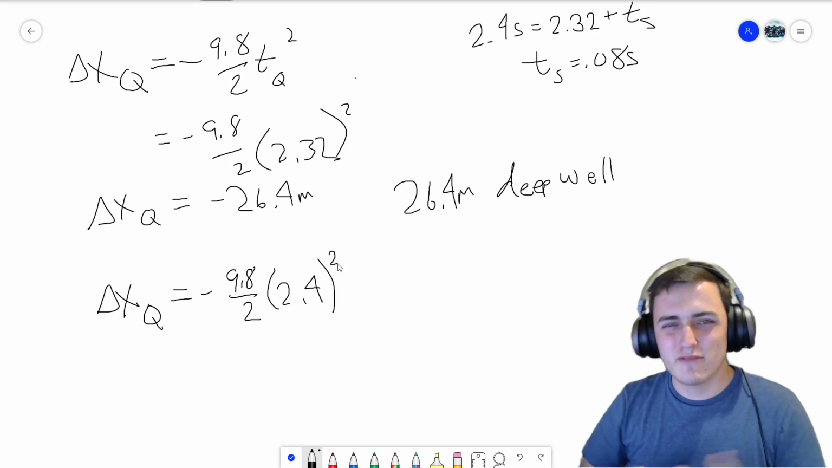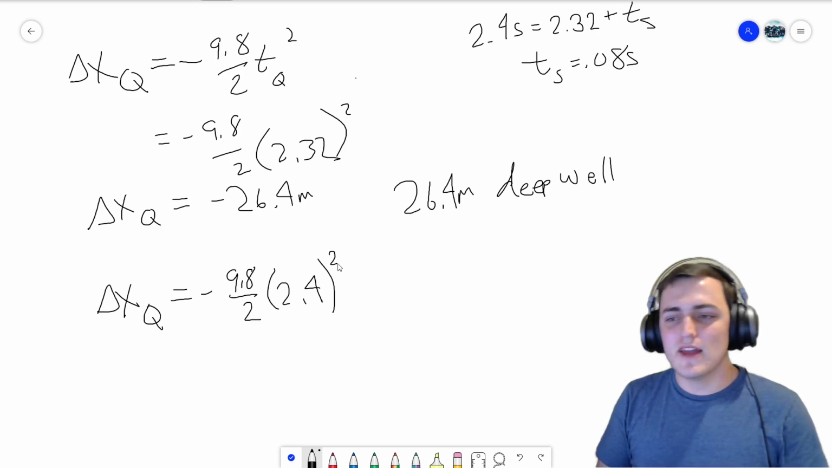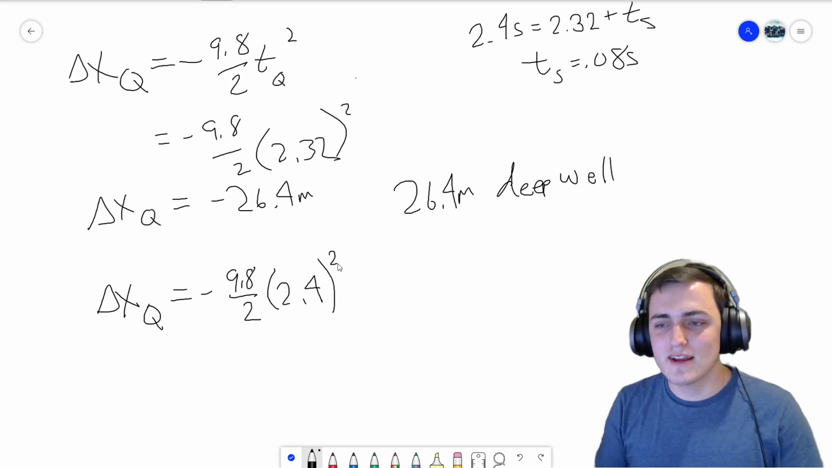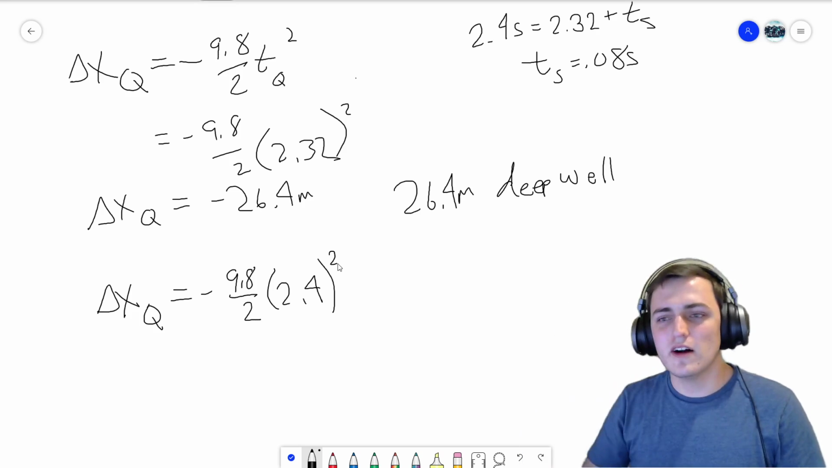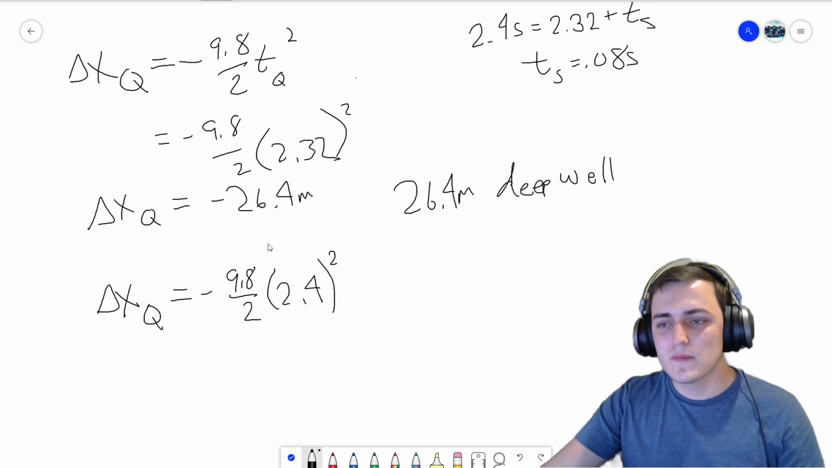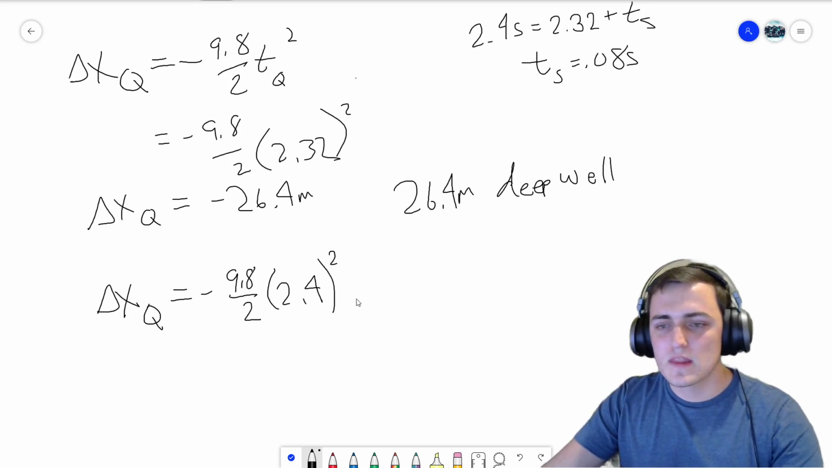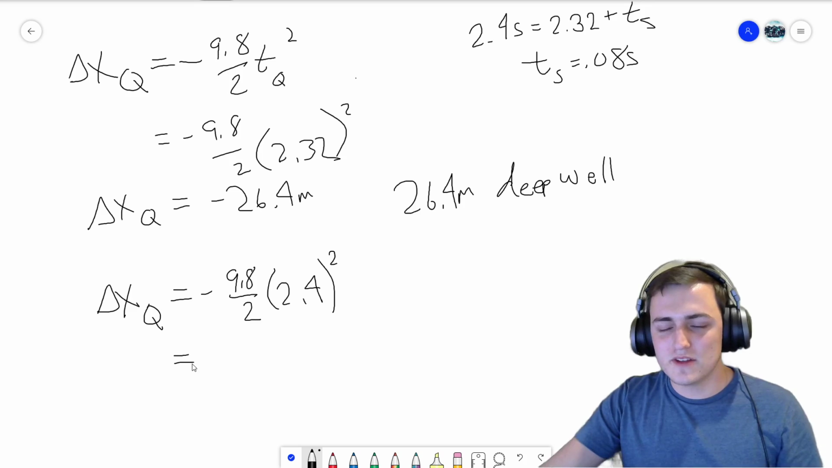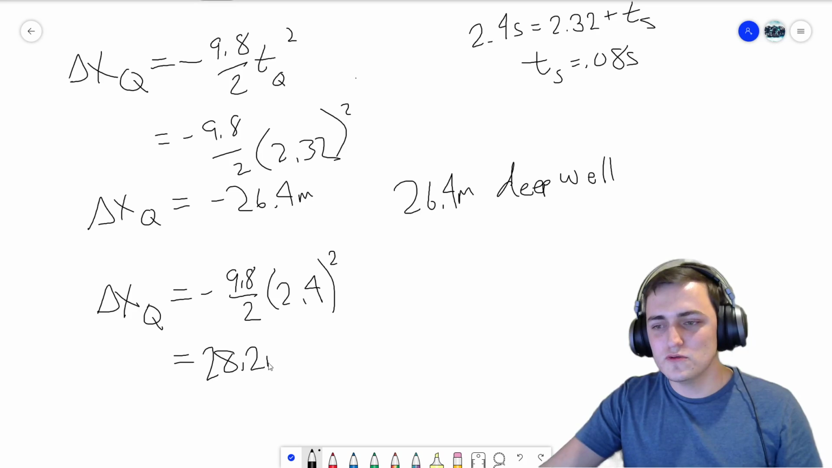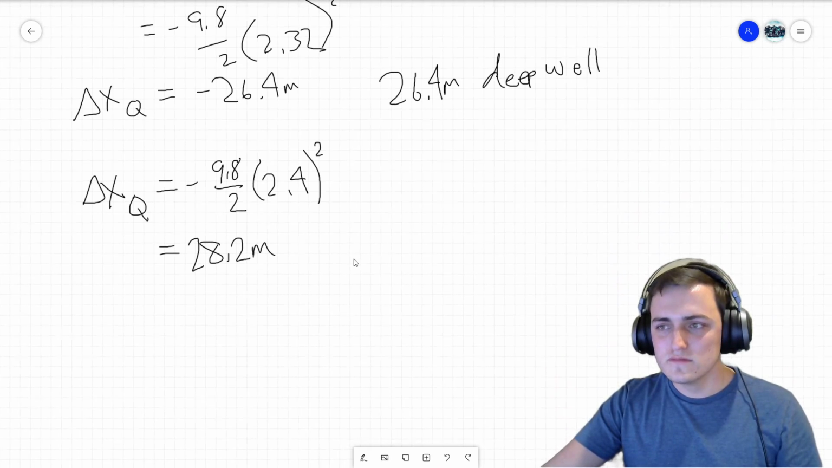And so this is kind of like a rough estimate because in reality, there is a sound wave. That whole 2.4 seconds is not all being used for the quarter to fall. And so for our precise calculation, we have to account for the speed of sound. But a lot of times in physics, we're just going to do these rough estimates. And so this will give us a delta x sub q of 28.2 meters. And you can see that this is pretty different from our 26.4 meters we found before.